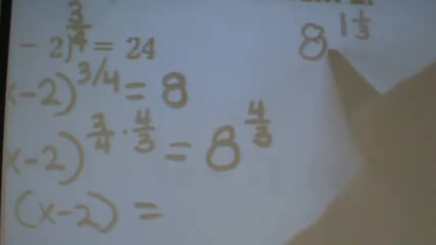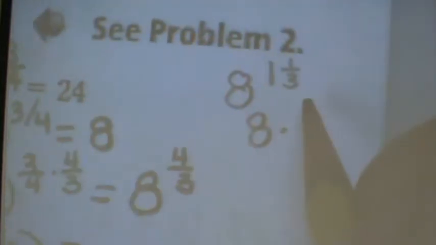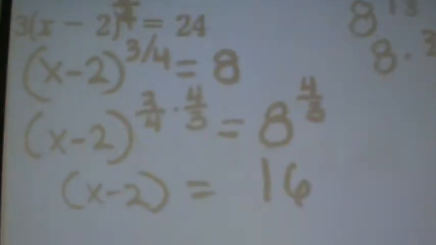4/3 is 1 1/3. So it's going to be 8 times the cube root of 8, and the cube root of 8 is 2. So I look at this as just 8 times 2 is 16. You get it? And now do what? Add 2? What's your answer?